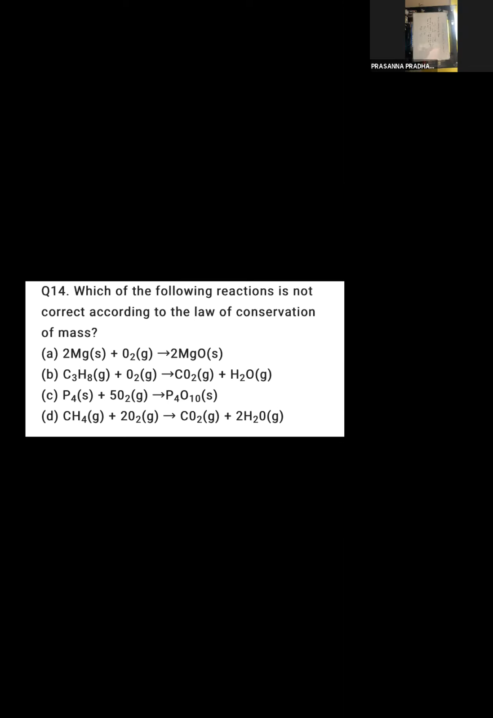If the law of conservation of mass is obeyed, as we just saw, the equation should be balanced. The equation that is balanced will obey the law of conservation, and whichever equation is not balanced is not going to obey the law of conservation of mass. So indirectly they are asking which equation is not balanced here. Which is it, guys? Number B. Excellent. So number B is not balanced. That means number B does not obey the law of conservation of mass.